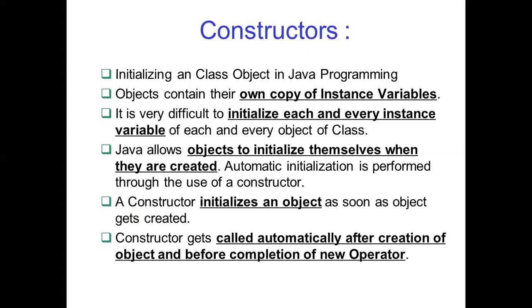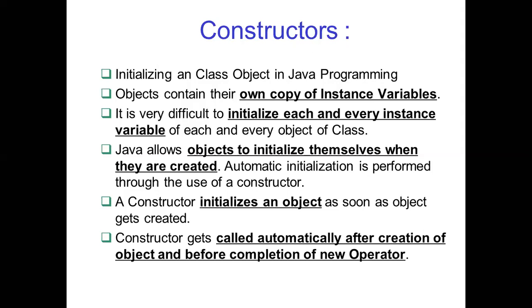With the help of a constructor, the object itself is going to make its own copy of the data. Otherwise, it is very difficult to initialize each and every instance variable of each and every object of a class. So for avoiding this, we are using the constructor. Without a constructor also we can do it.